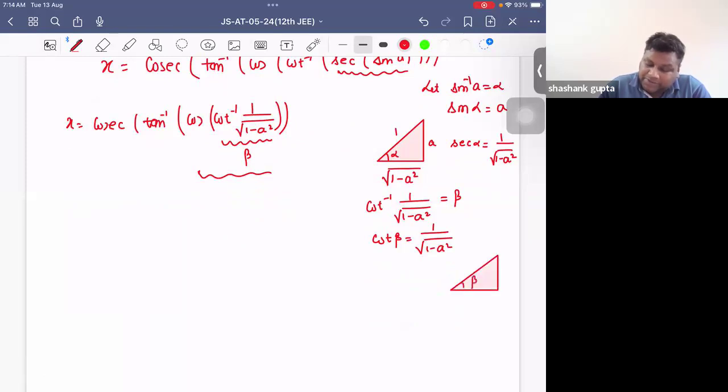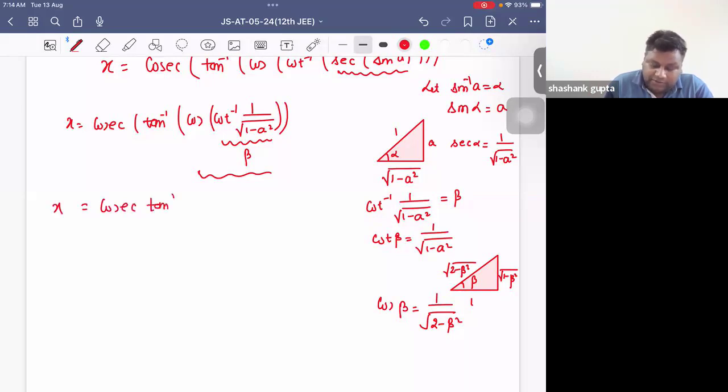Now again make a triangle. Now if this angle is beta, this is 1. Sorry. Base is 1, hypotenuse is perpendicular is 1 minus beta square. So hypotenuse will be what? 2 minus beta square. So from this cos beta will be what? 1 upon under root of 2 minus beta square. So this is your cos beta. The question became cosec of tan inverse of 1 upon under root of 2 minus beta square.